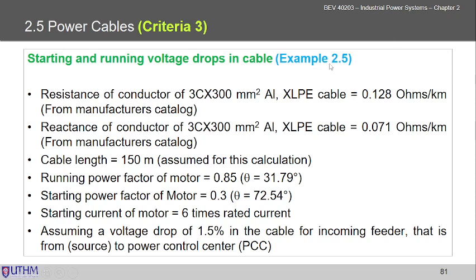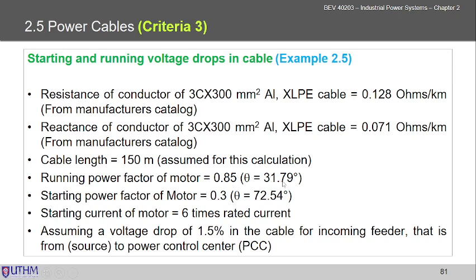Okay, for example, now we go to example 2.5. From criteria 2 in the previous ampacity, we stopped at the conductor size of 300 mm square, aluminium XLPE. We know the cable has this R and this X from the manufacturer's catalog. The R is 0.128 ohms per kilometer, and the X is 0.071 ohms per kilometer. The length of the cable is 150 meter, and the running power factor is 0.85.